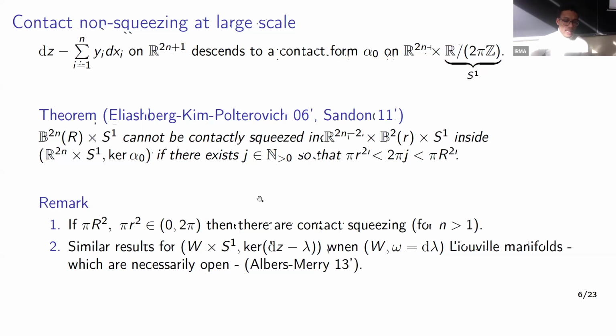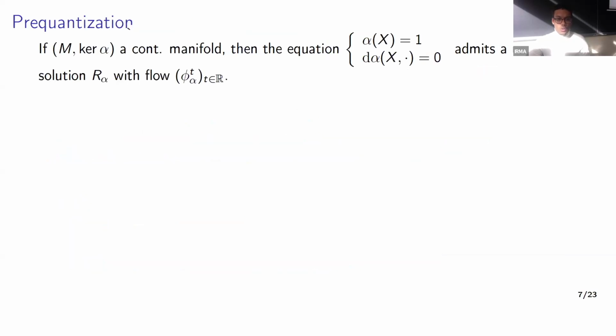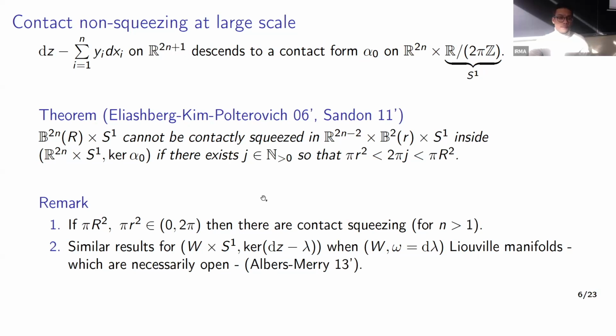Another remark is that similar results were obtained by Peter Albers and Will Merry, not in R2n times S1, but in W times S1, so in the prequantization of Liouville manifolds. Liouville manifolds are special kinds of exact symplectic manifolds, and as I said before, they have to be open. Today, the result I want to present is something similar, but for closed prequantization. So if there are no questions, maybe I move to the definition of prequantization.